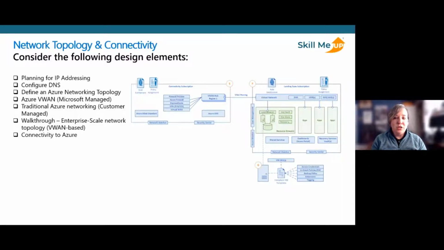Or you could think about the traditional Azure networking where you're building out a customer managed model where that does require you to pay attention to certain things like address overlap. This is the walkthrough to the right here. This is kind of the enterprise scale network topology. It's vWAN based. There's a similar topology that you're managing the IP address space.